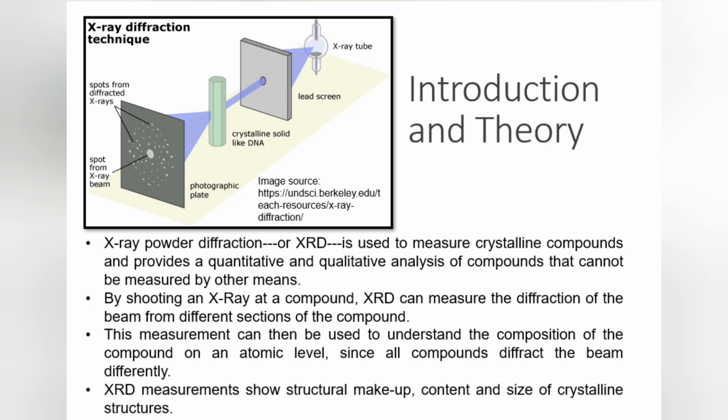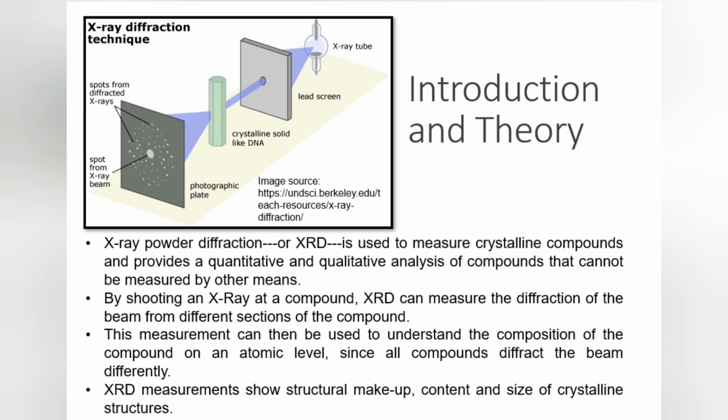So how is it going? Firstly, X-rays are generated through the lead screen. They are exposed to the sample holder, and through that there are various diffracted X-ray spots seen on the photographic plate. So this measurement can be done to understand the composition at an atomic level. This phrase is very important: to understand the composition at an atomic level.